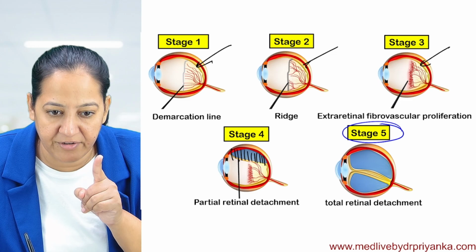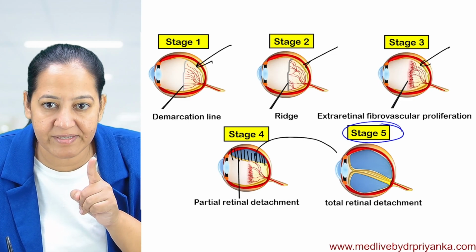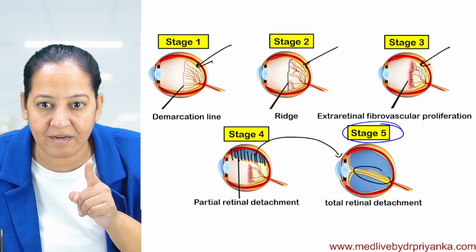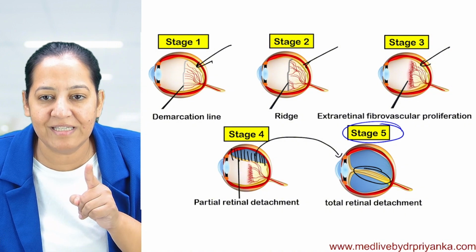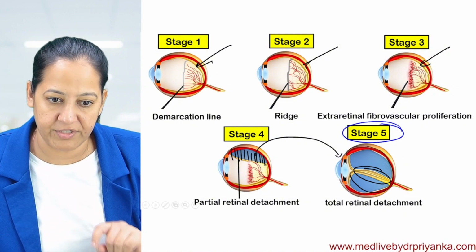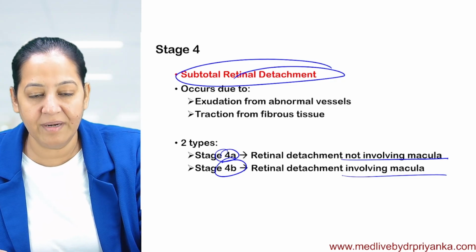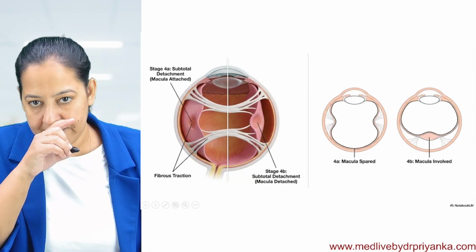This is partial retinal detachment. And gradually the space is increasing. The complete retina is at the center in a funnel shape. Okay, and it is separated completely from the choroid. And this is complete retinal detachment. That is stage 5. Stage 5 is complete retinal detachment.